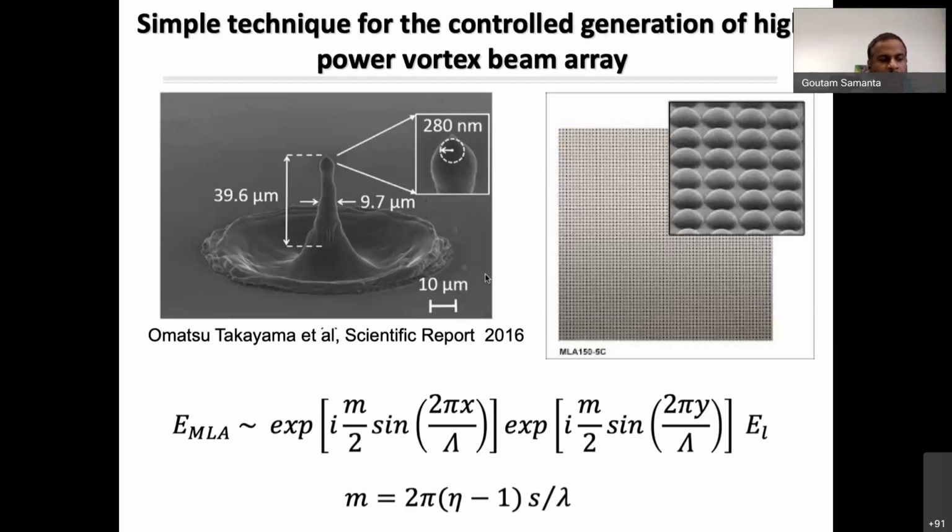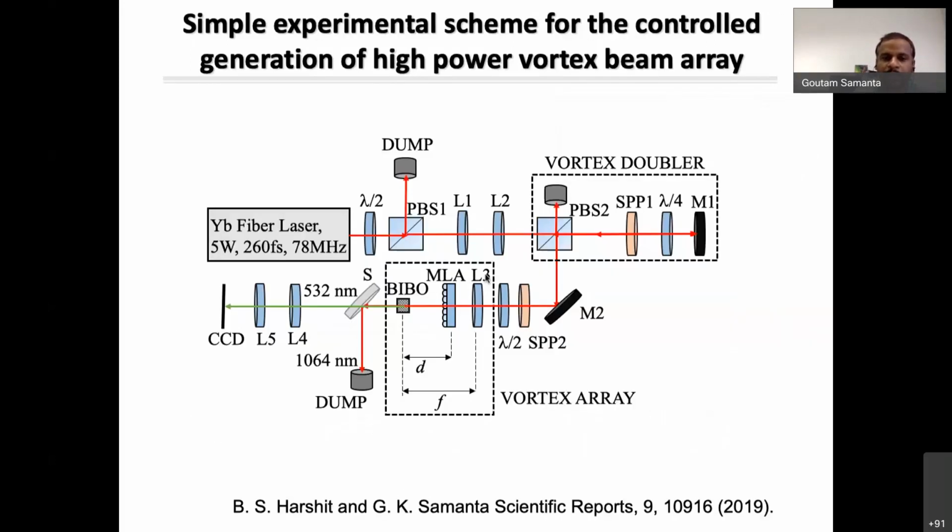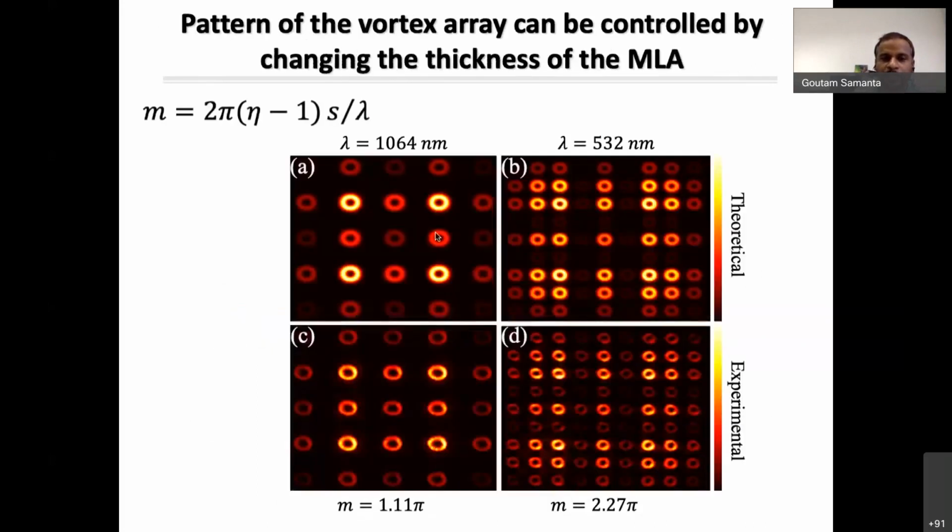So now what we are trying to see is, instead of a single vortex, can you produce an array of vortices? That is what we have demonstrated here. We use a fiber laser, then mode conversion, and all the experimental schemes are the same as previous. But what we have done here is add a micro lens array, which is a two-dimensional grating kind of structure, and that grating structure produces an array of vortices. Whatever input beam we have, the output will have an array of that input beam.